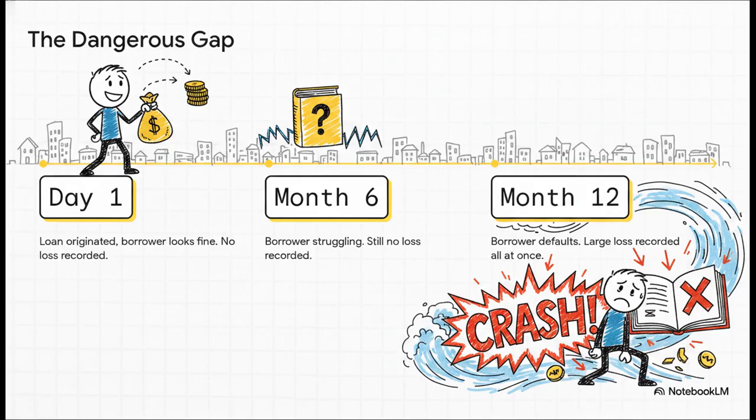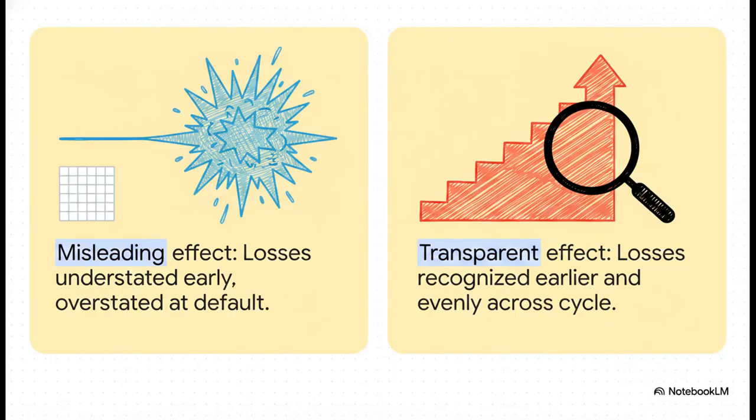Then, suddenly, we hit month 12. The borrower officially defaults, and boom, a massive, sudden loss is recorded all at once. Now, multiply that dynamic across millions of loans during a financial crisis. The result? Massive losses materialized out of nowhere, amplifying the economic shock instead of smoothing it out. When you put the net effect of these two models side by side across the exact same credit cycle, the difference is night and day.